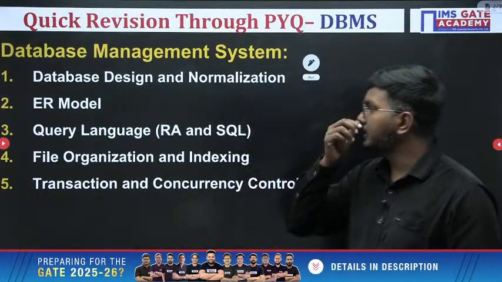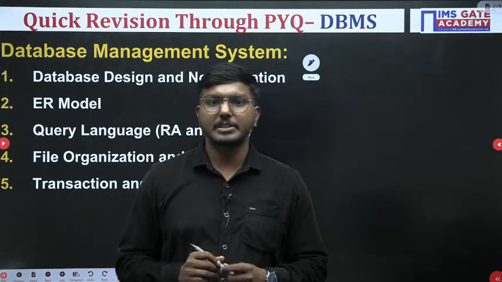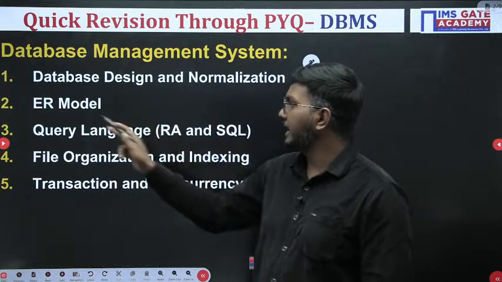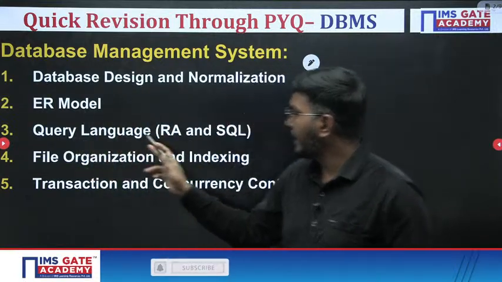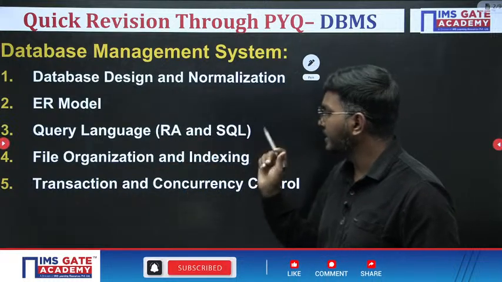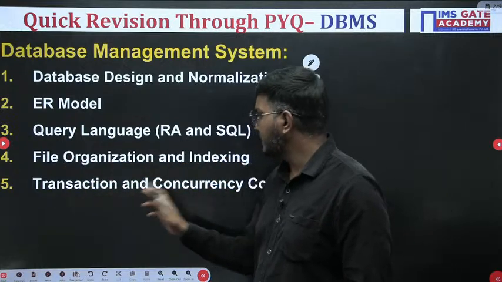Okay, so in this session we are going to revise all the chapters of this DBMS. The first is database design and normalization. Second is the ER model. Third is query language. Under this we are going to learn relational algebra and SQL. Next is file organization and indexing, and then transactions and concurrency control.